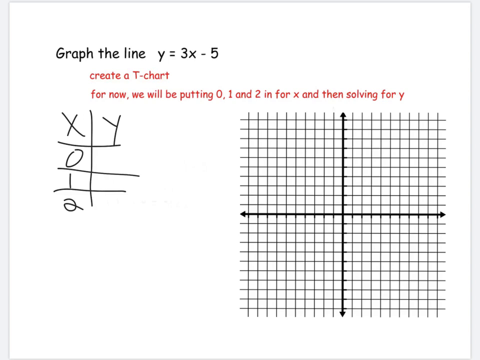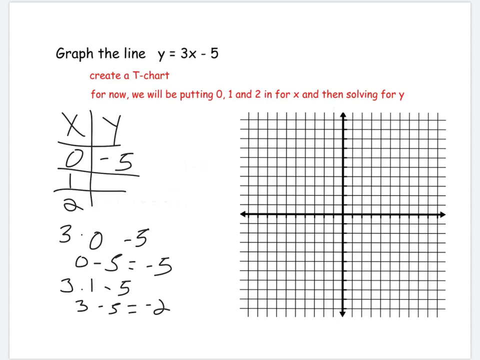So if we're graphing the equation y equals 3x minus 5, I need to substitute in the values for x. So I would have the first one, 3x, which is 3 times 0, minus 5. 3 times 0 is 0, minus 5 gives me negative 5. So my first solution pair or ordered pair would be 0, negative 5. My next value for x is 1, so I would have 3 times 1 minus 5. 3 times 1 is 3, minus 5 gives me negative 2. So my next solution pair or ordered pair is 1, negative 2.